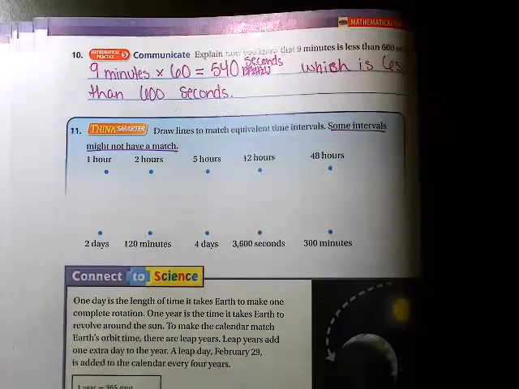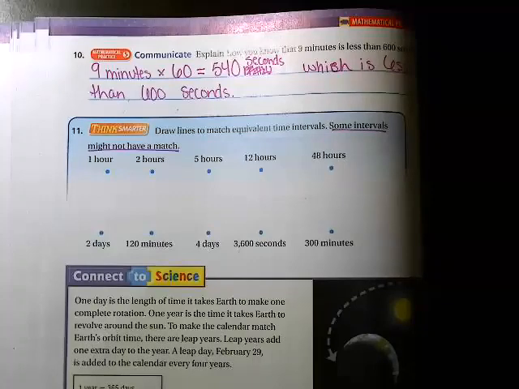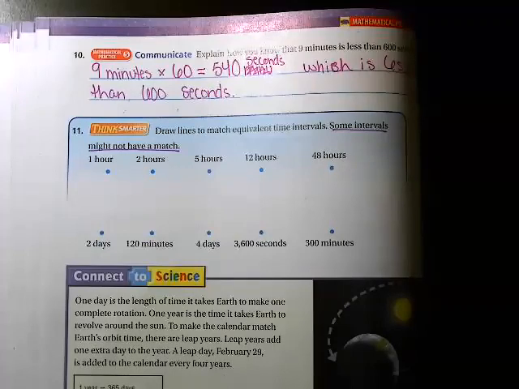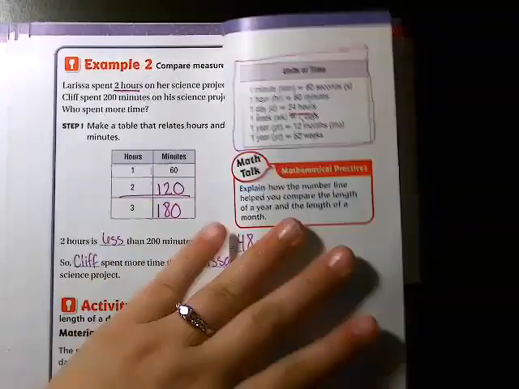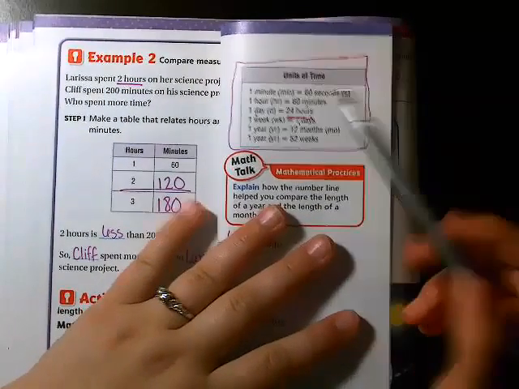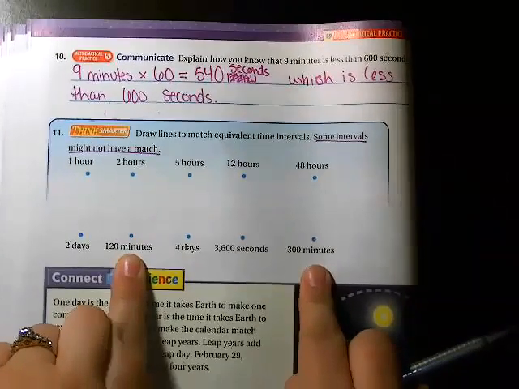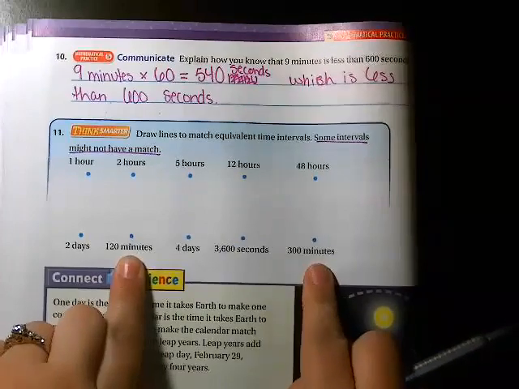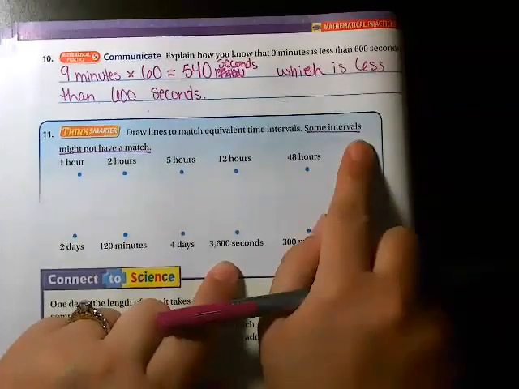So now I have minutes and I have seconds. So I need to figure out how many minutes are in 1 hour and how many seconds are in 1 hour and see if either of those work. So how many minutes make up 1 hour? If we look back at our chart, in 1 hour, there are 60 minutes. So do I see 60 minutes? I do not. So now I cannot automatically connect it to this second one because it did tell me that some might not be used.